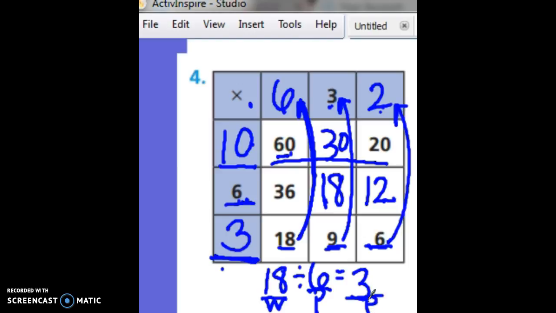Okay, so that's how we solve these boxes. Go ahead and check out your homework. Hopefully this helps with the first two on your homework tonight.